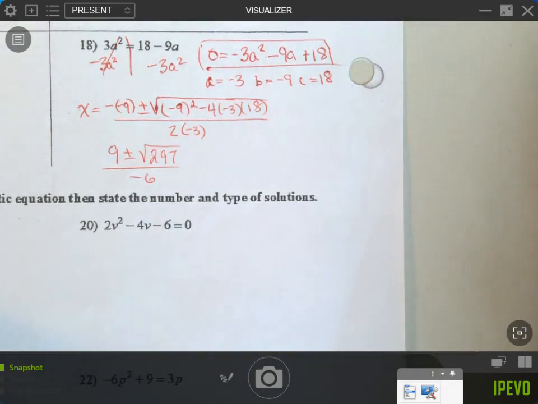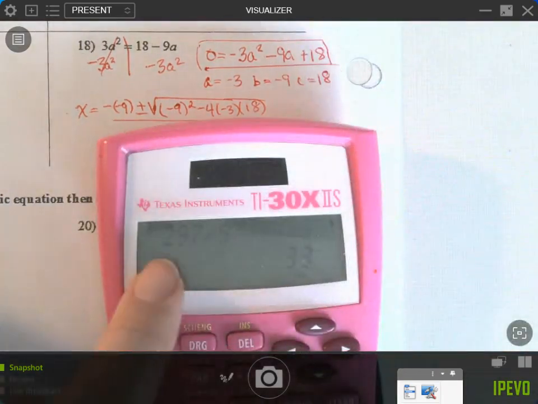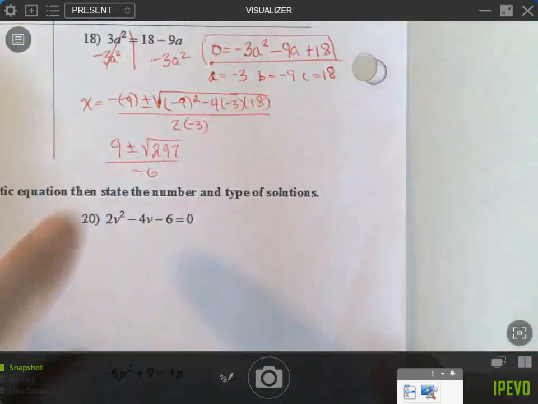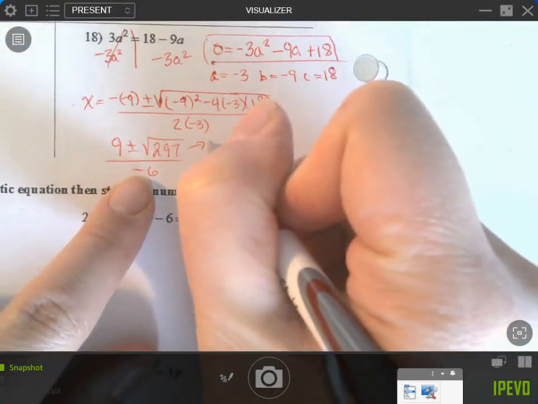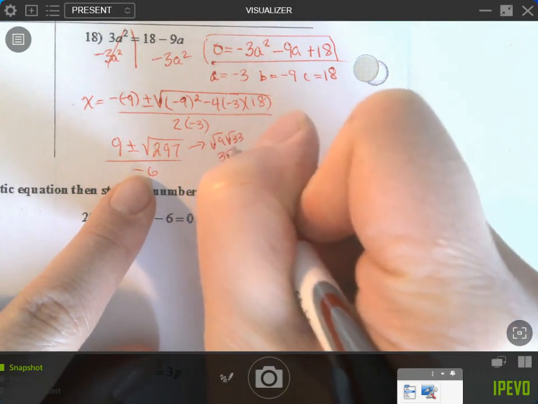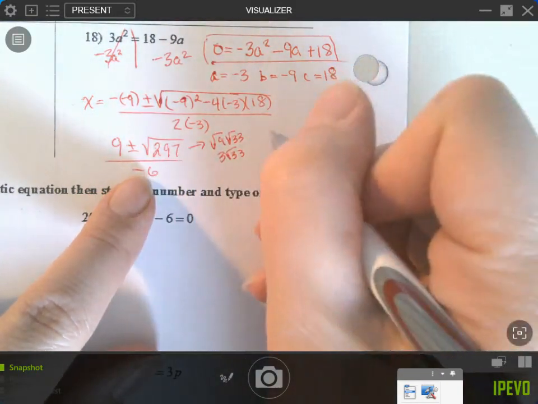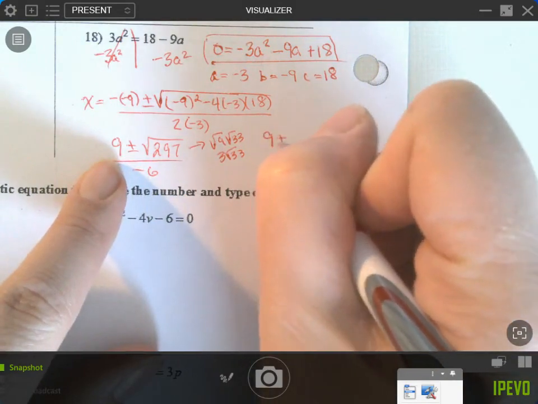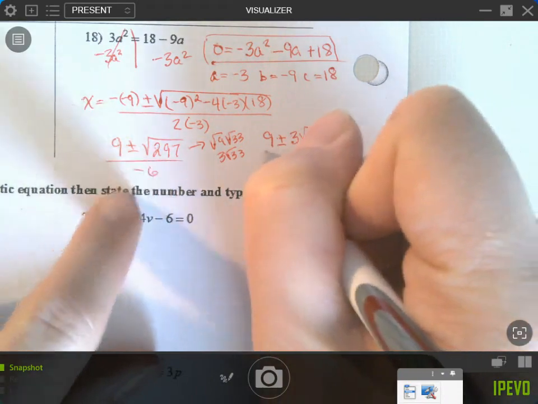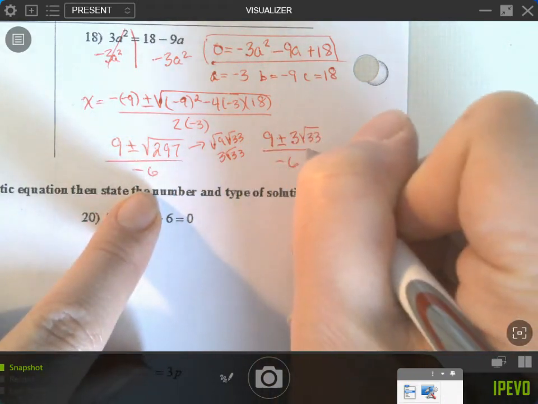297 divided by 9, and I get out 33. 9's my perfect square. So remember, we come off to the side, and we make this the square root of 9 times the square root of 33, which is 3 square roots of 33. So go back to it. 9 plus or minus my cleaned up root, 3 square root of 33, all over negative 6.